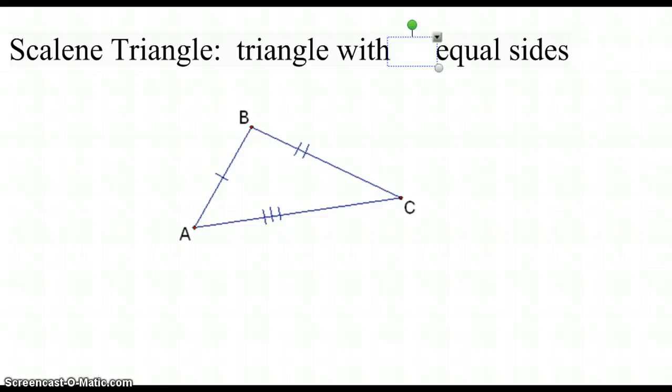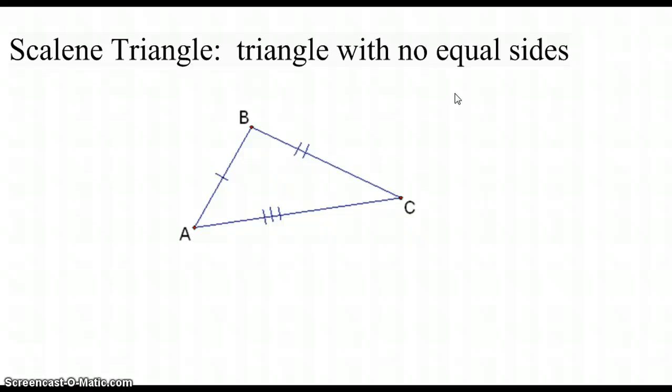A scalene triangle is a triangle with no equal sides. So it just means that each side length is different. And here's something I want to bring up with triangles. That's a really important piece.